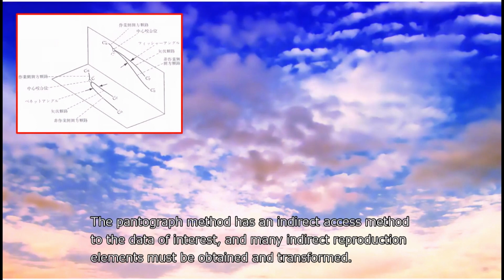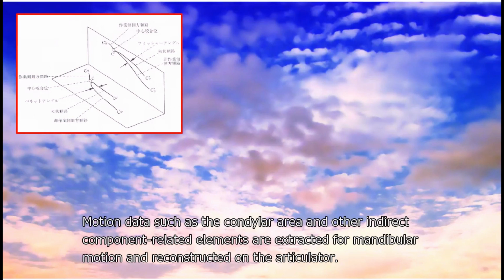The pantograph method has an indirect access method to the data of interest, and many indirect reproduction elements must be obtained and transformed. Motion data such as the condylar area and other indirect component-related elements are extracted for mandibular motion and reconstructed on the articulator.